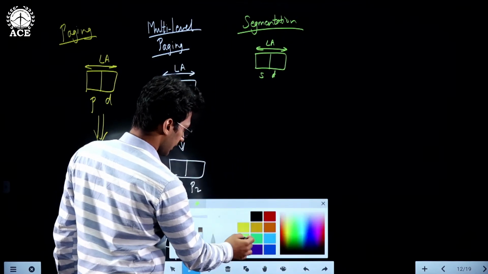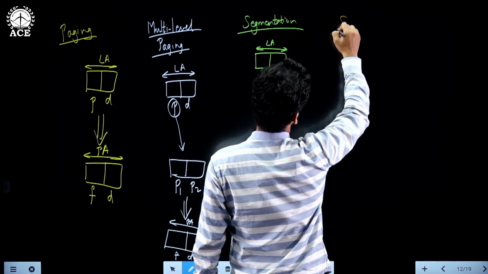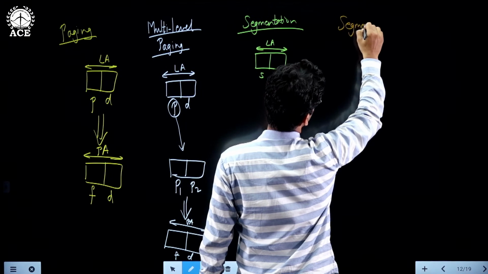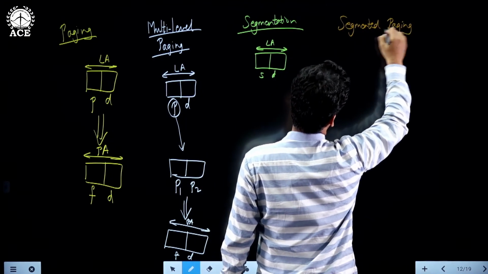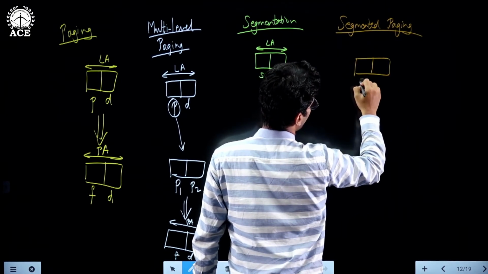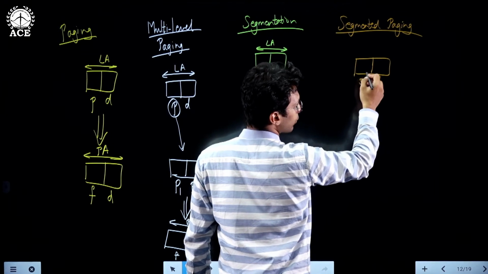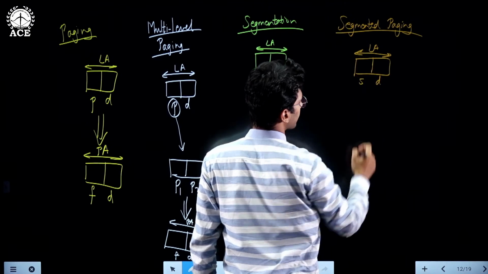And the next one, what we have seen, tell me fast. We have seen segmented paging. Let's see segmented paging. S and D. Which segment you want to go to? Within that segment, what is that offset? This is the logical address.